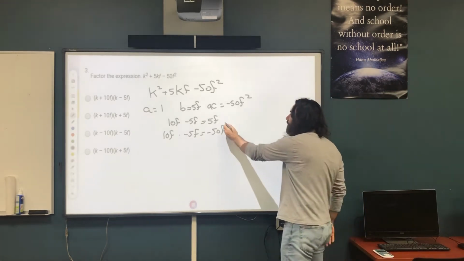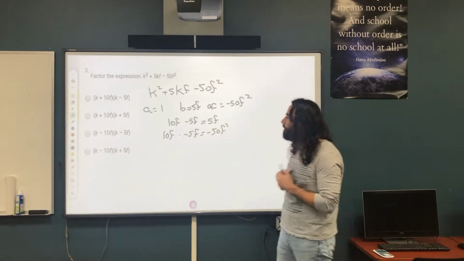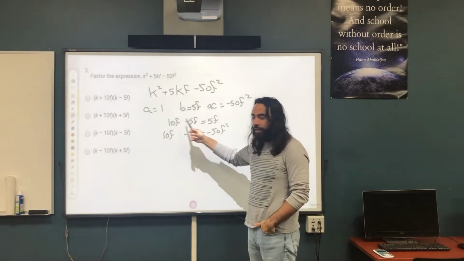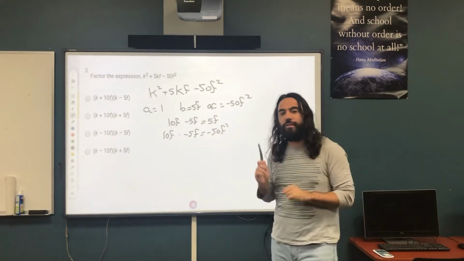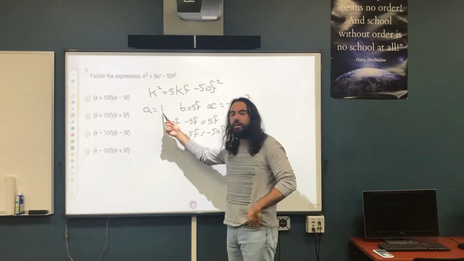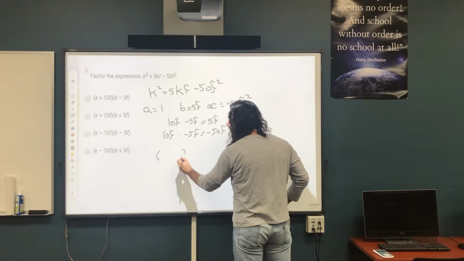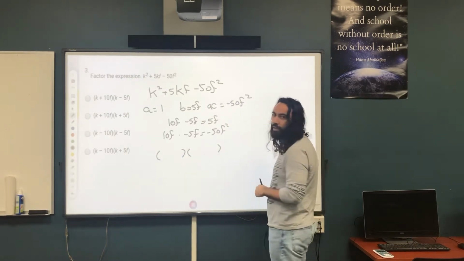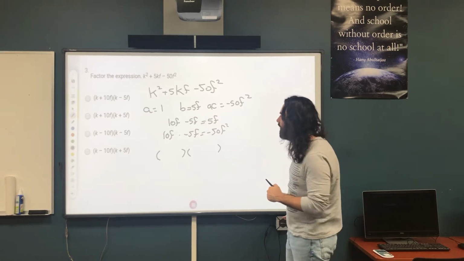F squared, of course, because f times f is f squared. So the two numbers that I found are 10f and negative 5f. In this case, it's even easier than the first question. Why? Because a is equal to 1. When a is equal to 1, we can immediately write the parentheses. We don't have to do the factoring by grouping.